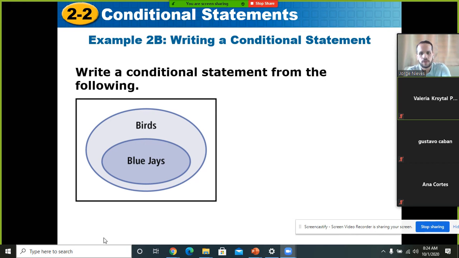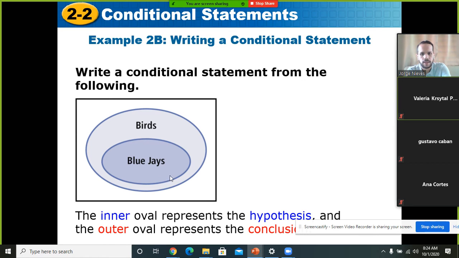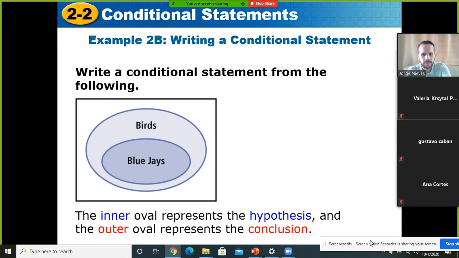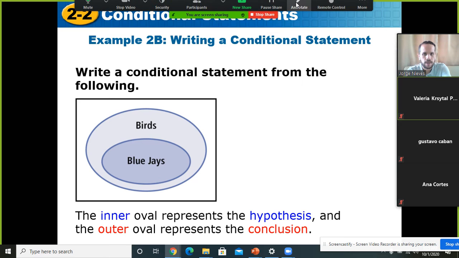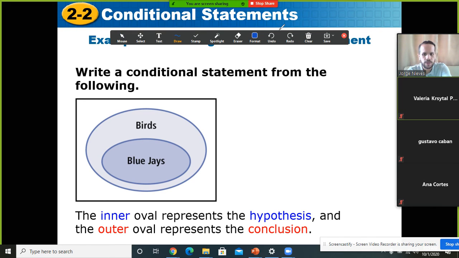For example, we can write that the inner oval represents the hypothesis. Why? Because that's the part P. And the outer oval represents the conclusion. Why do we know that? Because the inner oval, el óvalo que está dentro, el que está más adentro, es el P. The inner oval is the P, que representa la hipótesis.